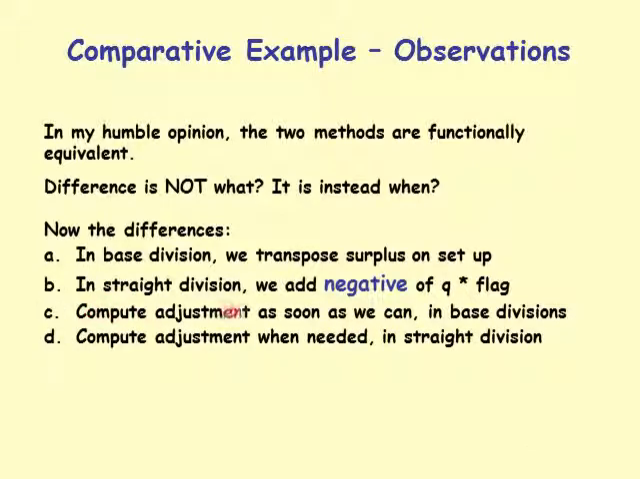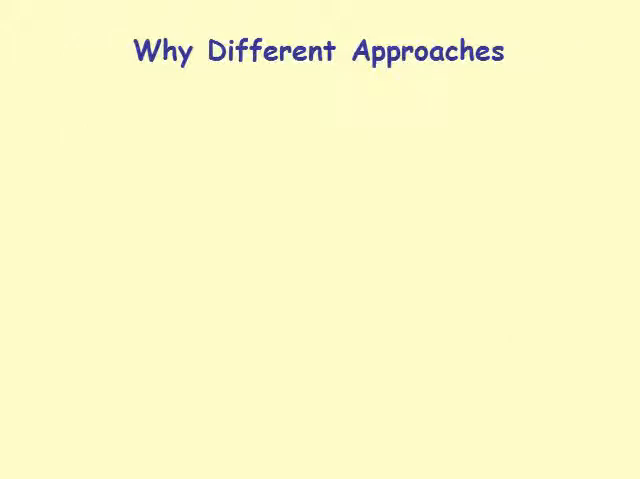We compute adjustments as soon as we can in base division. As soon as we know a Q digit, we compute the adjustments. In straight division, we compute adjustments when needed, and we use them when we need them. Let's see why there are different approaches.